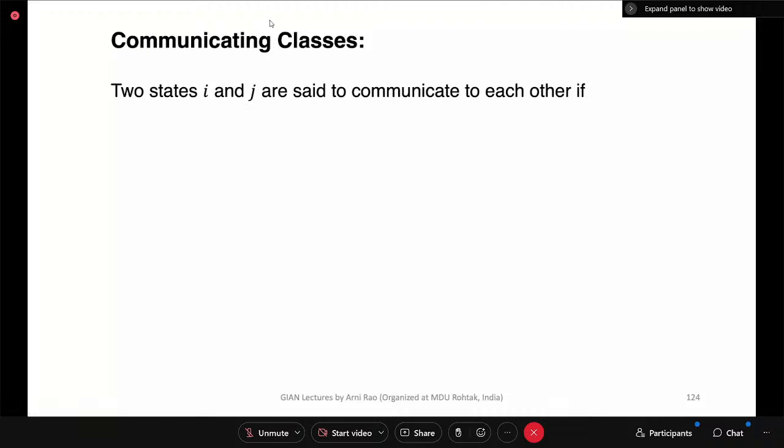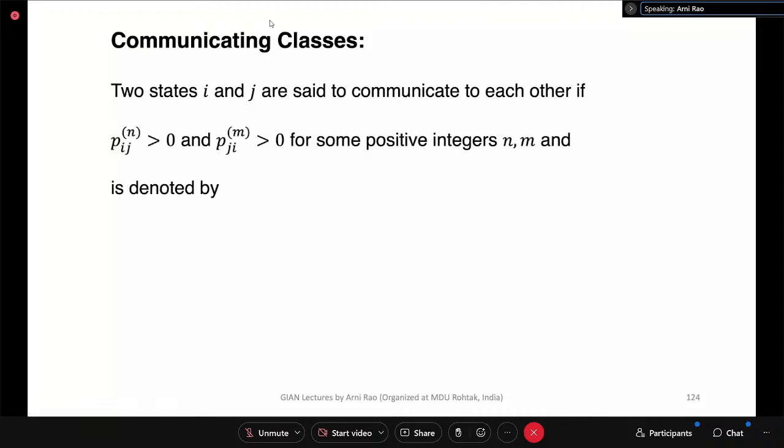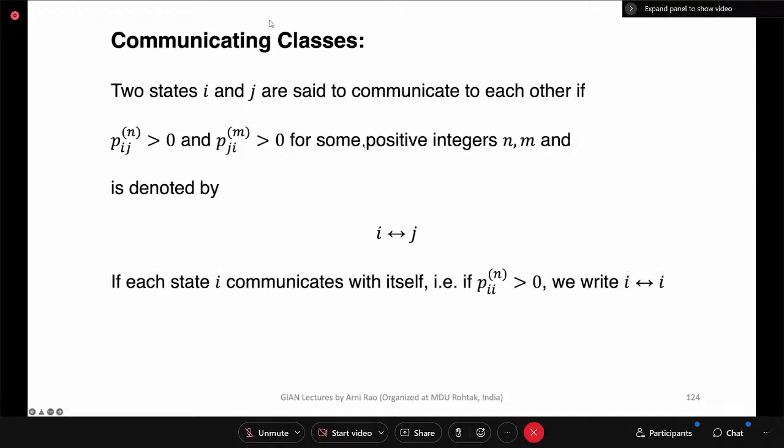Two states i and j are said to communicate with each other if P_ij^(n) is greater than 0. P_ij^(n) means reaching i to j in n time steps, need not be the first time. F_ij stands for the first time; the notation is a small change. P_ij^(n) greater than 0 and P_ji^(m) greater than 0 for some positive integers n, m. We denote this by i double arrow j, which means i and j communicate with each other.